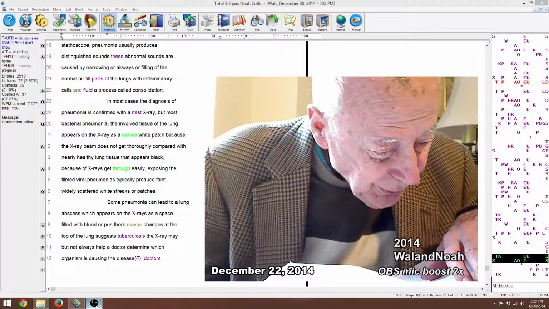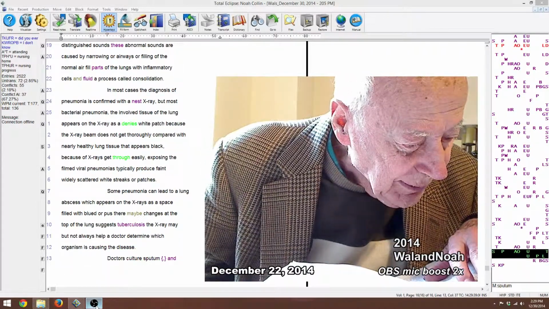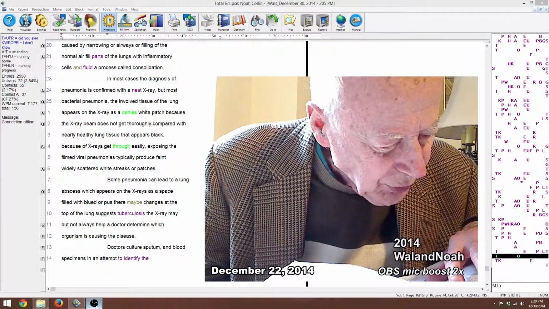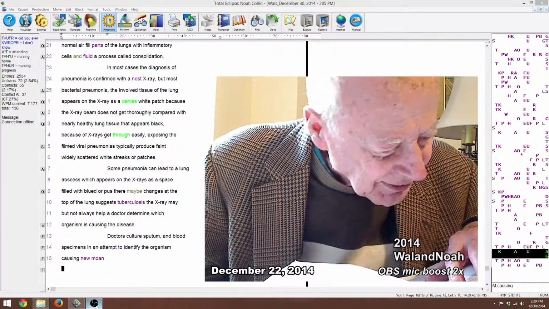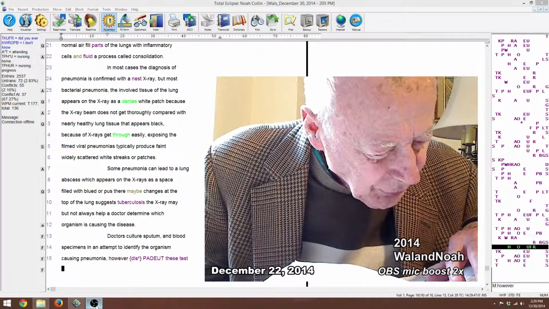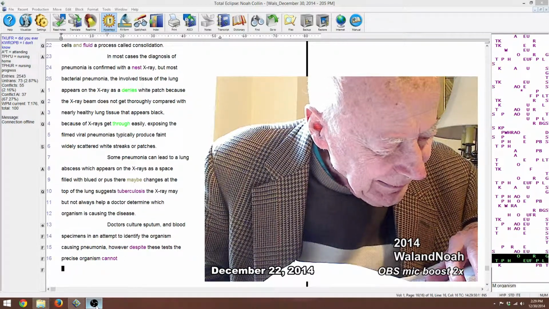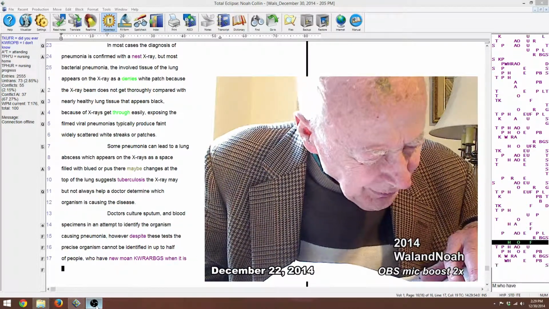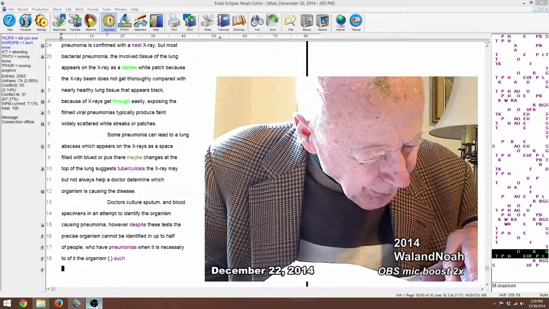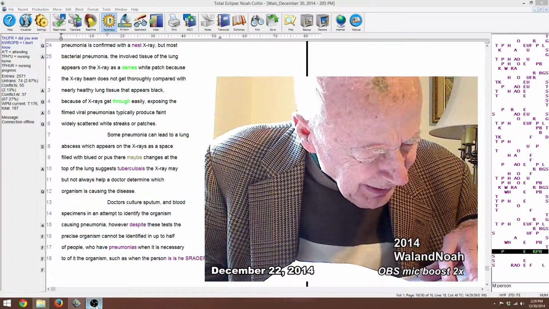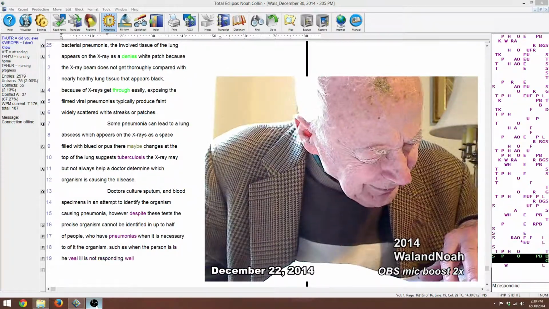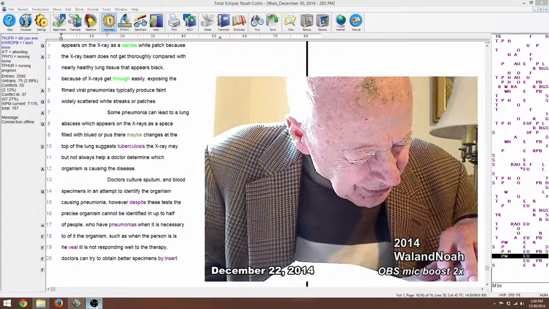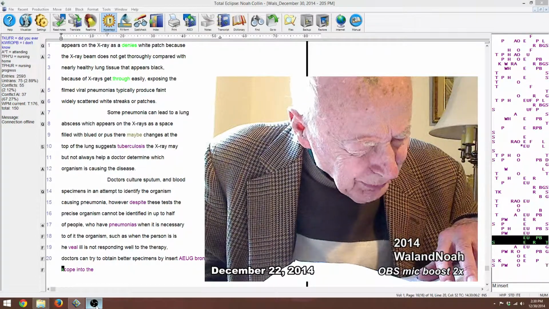Doctors culture sputum and blood specimens in an attempt to identify the organism causing pneumonia. However, despite these tests, the precise organism cannot be identified in up to half of people who have pneumonia. When it is necessary to identify the organism, such as when the person is severely ill and is not responding well to the therapy, doctors can try to obtain better specimens by inserting a bronchoscope into the airways, called bronchoscopy.